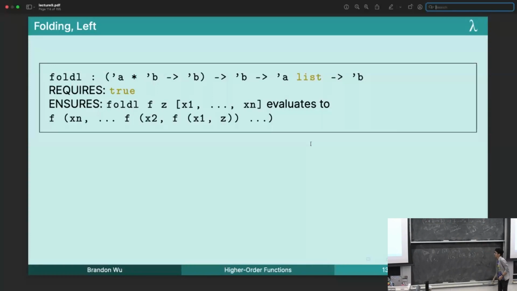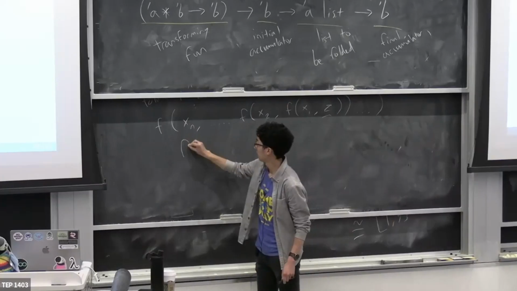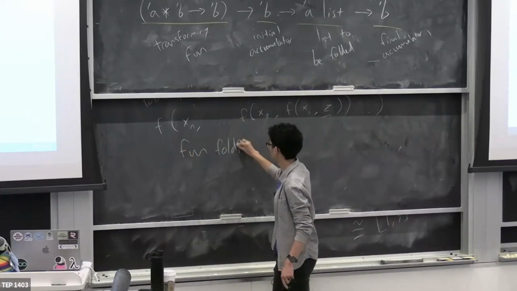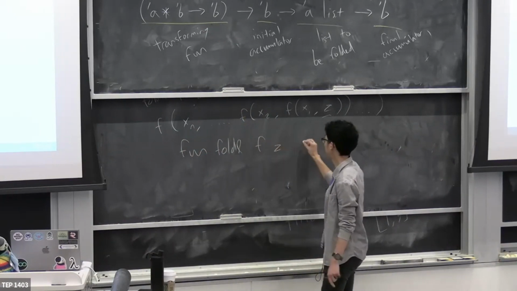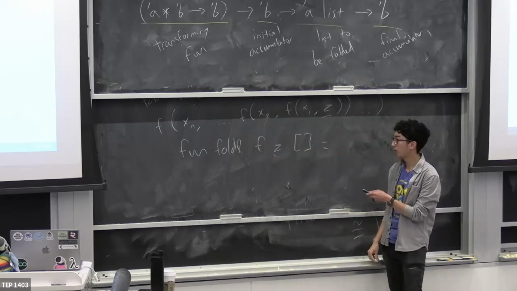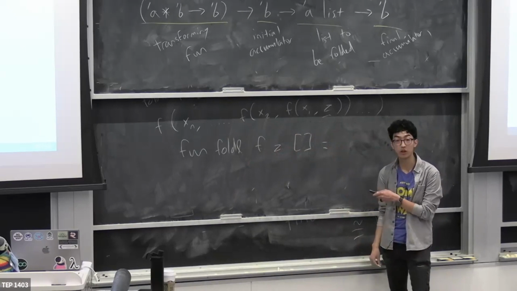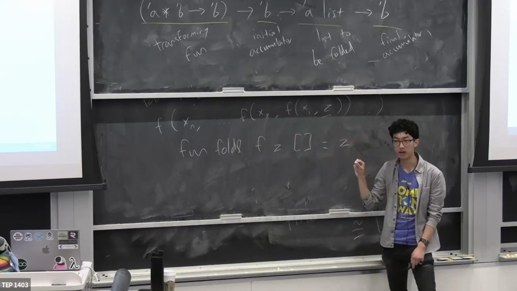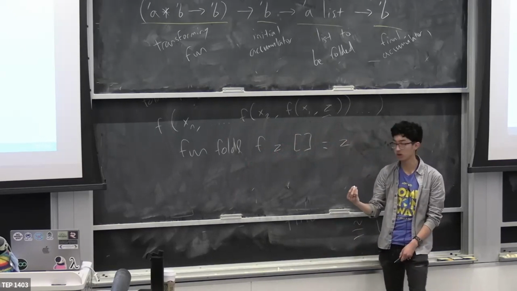All right. Let's implement it. So here's what I'm going to do. I'm going to write on this board. And remember, this is the type specification up there. Fold L, F, Z, nil. If I have no elements left, and I want to combine my accumulator with all of the elements in the list, I just return my accumulator, right? I have nothing left to combine it with.